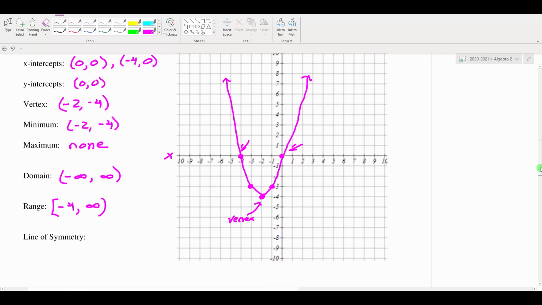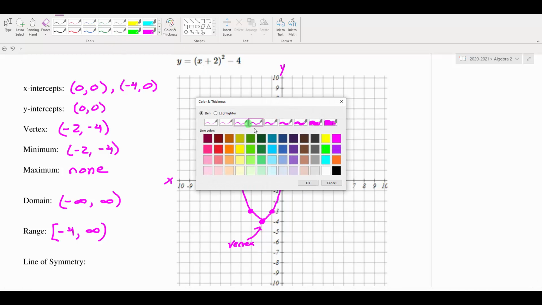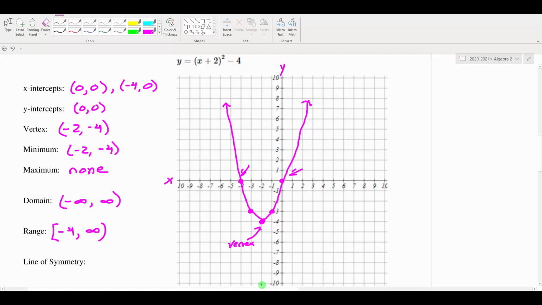The last thing we're going to talk about here is the line of symmetry. This would be the line that cuts our parabola in half, right? So vertically, it cuts our parabola in half vertically. So this is a line of symmetry. Let me grab a different color here so that we can see that. And the line of symmetry goes like this, right? It always runs vertically through the vertex.